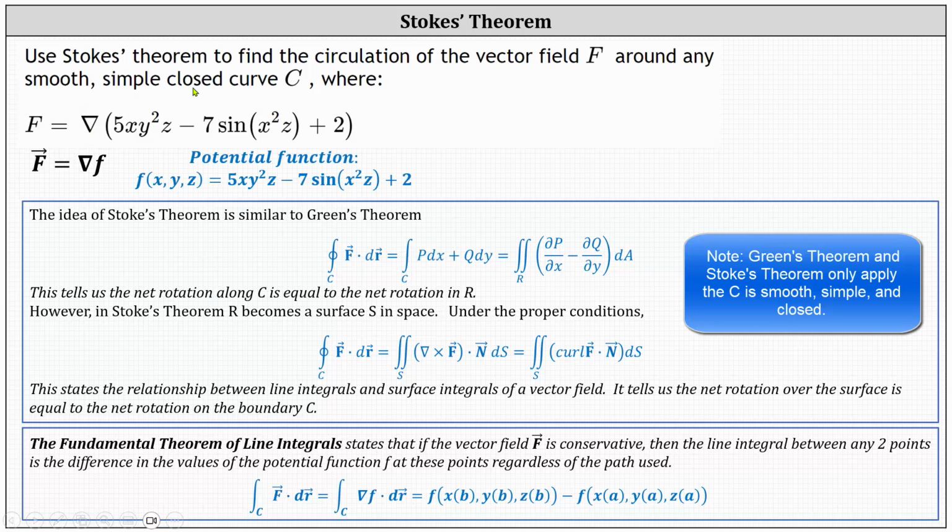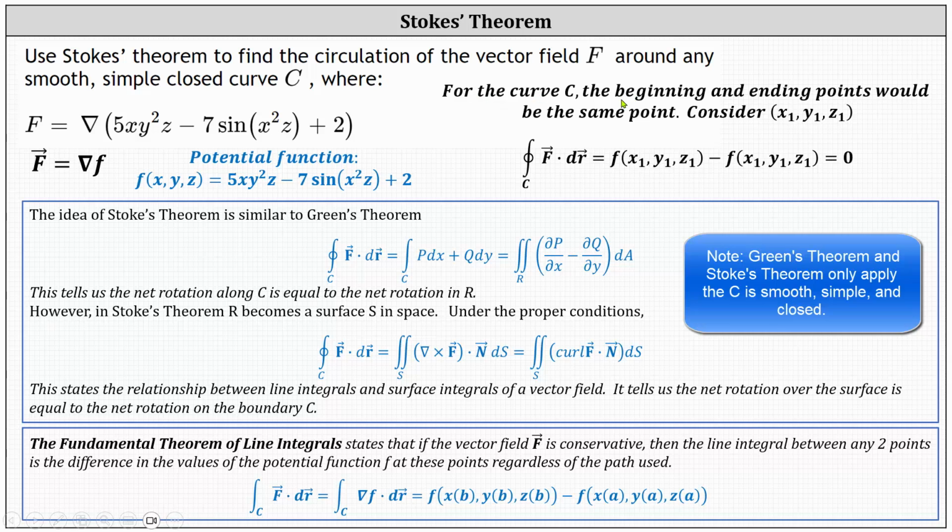And because we have a smooth, simple closed curve, if we start at one point and trace out the curve, we will end at the same point. So for the curve C, the beginning and ending points would be the same point if we consider the point x1, y1, z1. Using the fundamental theorem of line integrals and the potential function, the line integral along the curve C of F dot dr equals the difference of the two function values. But notice here, again, because the curve is smooth, simple, and closed, the two function values are the same, and the result will always be 0.